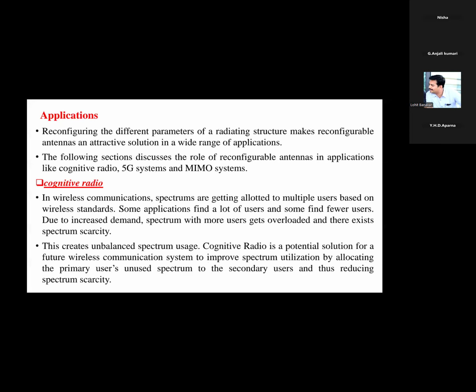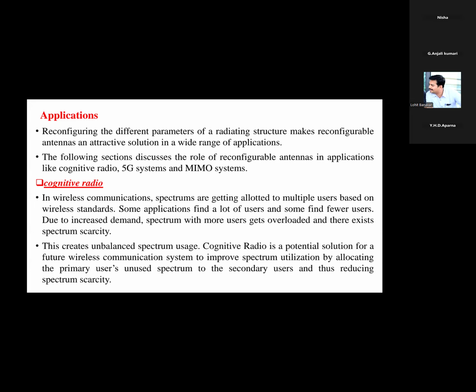So what are the applications of reconfigurable antennas? We can use them in cognitive radio, 5G and MIMO applications. When it comes to cognitive radio, in wireless communication, spectrum is being allocated to multiple users based on the wireless standards. Some applications find a lot of users and some find few users.